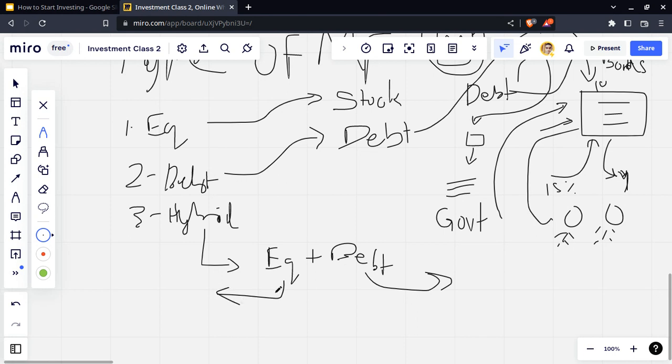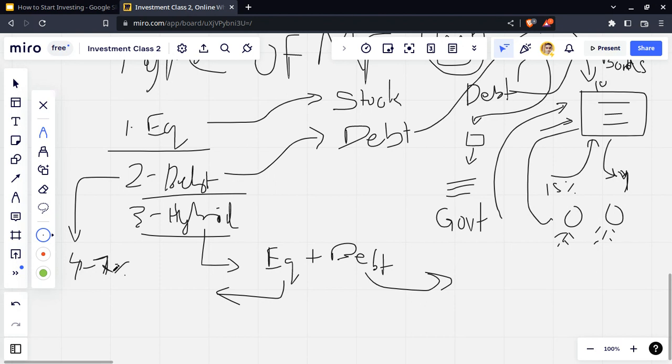So which of the three is best, it is up to you. There is not a lot of return in debt. It will always be 4 to 7%. If you are living at a time when interest rates are very low, it will go as low as 4, and if interest rates are high, it will go as high as 7 or at most 8.